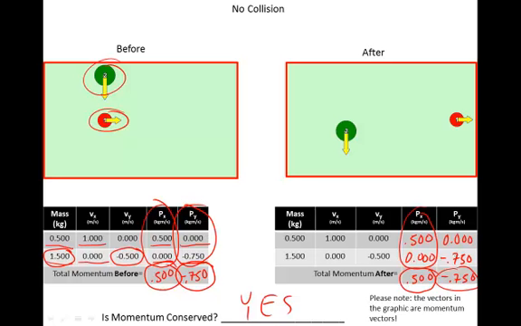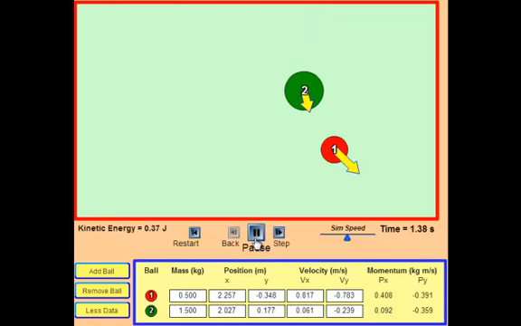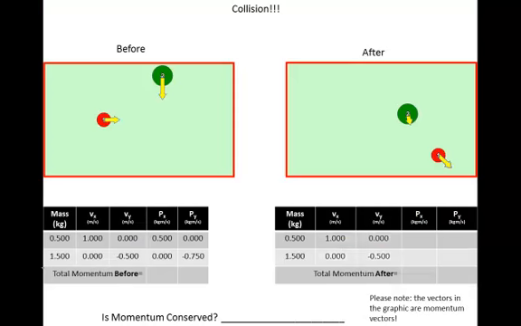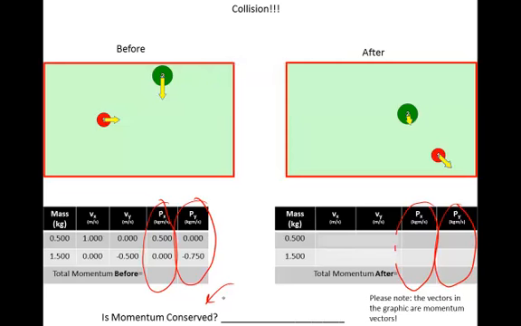Now, I want you to check out this next simulation and please fill out the data tables yourselves. Alright, so you watched that simulation, and what I want you to do now is to add up your horizontal and your vertical components before the collision and your horizontal and vertical components after the collision, and determine if indeed the momentum is conserved.